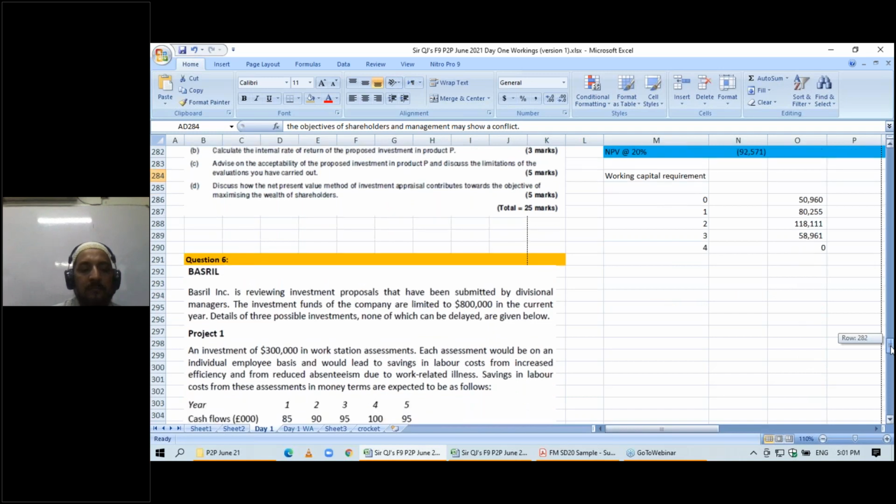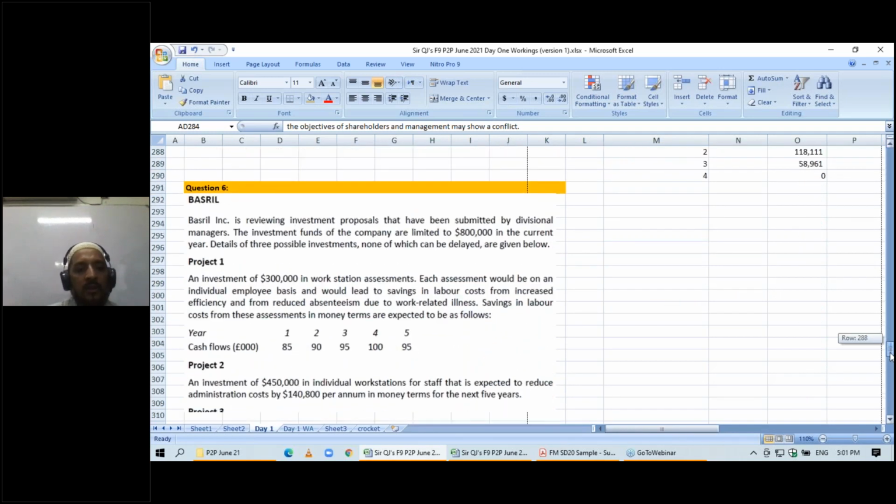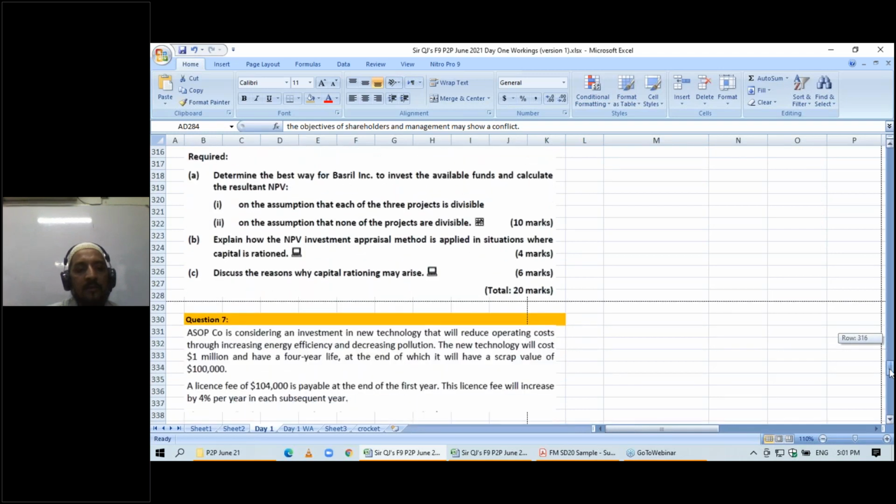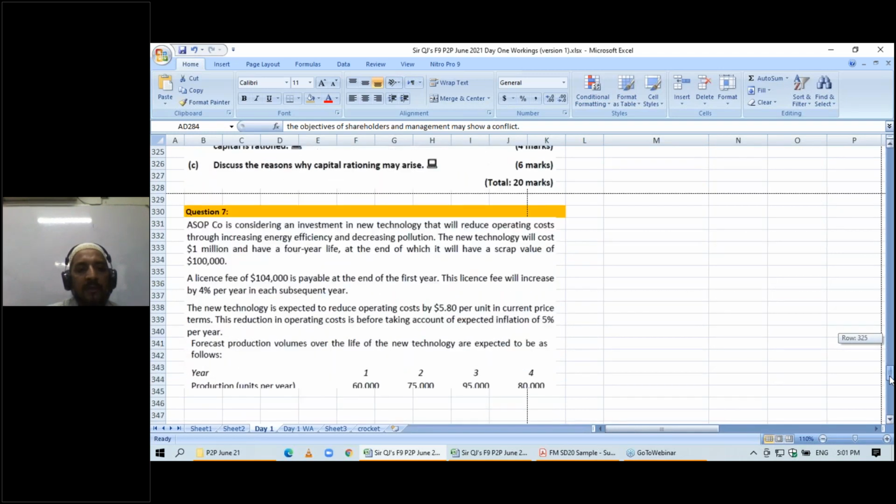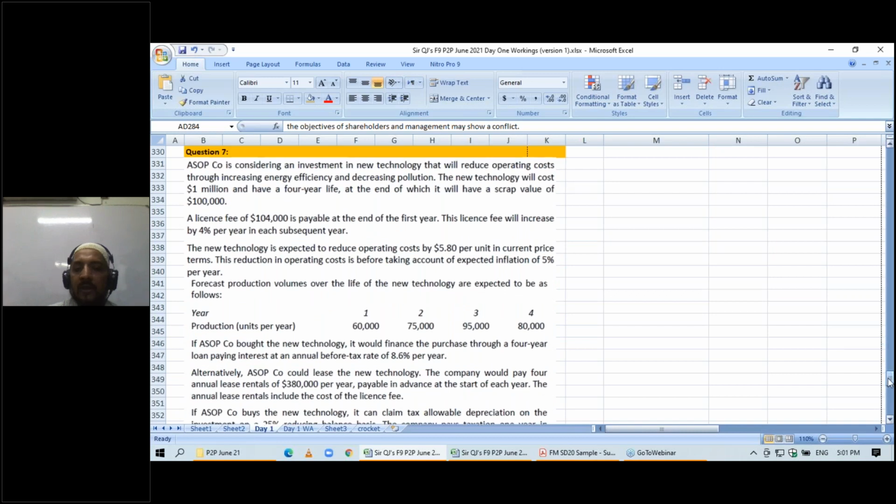The next question is question number 7, and that's ASOP. Question 6 is also on capital rationing. So I'll be providing a short discussion on it after we do ASOP. ASOP is a question on lease or buy decisions.